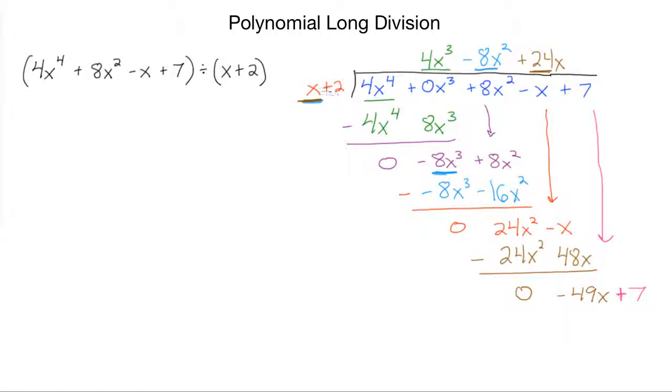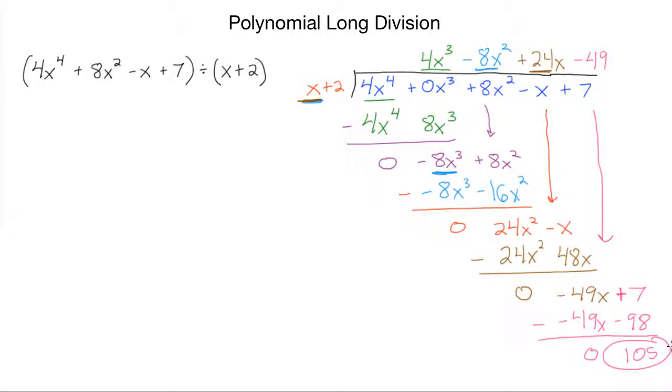And what do I need here? I need to multiply something by x to turn it into negative 49x. Well, I've got to multiply it by negative 49. So negative 49 times x is negative 49x, and negative 49 times 2 is going to be negative 98. I'm going to subtract these together. Negative 49x minus negative 49x gives me 0. 7 minus negative 98 turns into 7 plus, with the 2 negatives, 7 plus 98, which is 105.